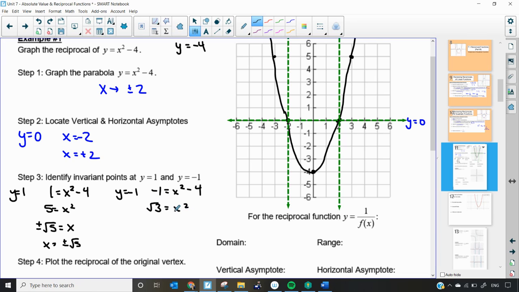When I square root both sides, I'm going to have x equals plus or minus root 3. So I'm going to have invariant points at plus or minus root 3, comma 1, and plus or minus root 3, comma -1. And so those points can be plotted on the graph. We would have an invariant point right here, right here, right here, and right here.